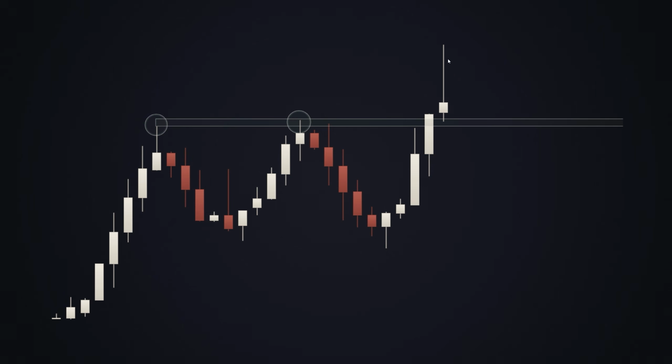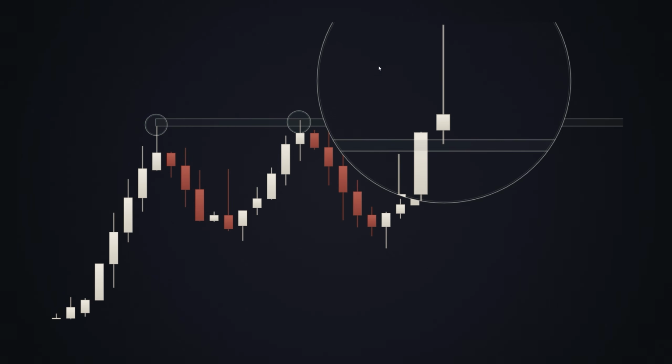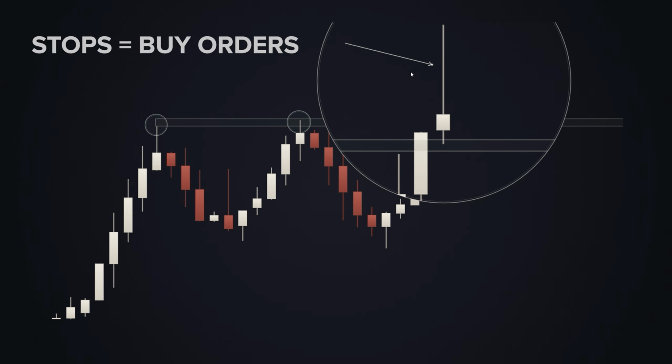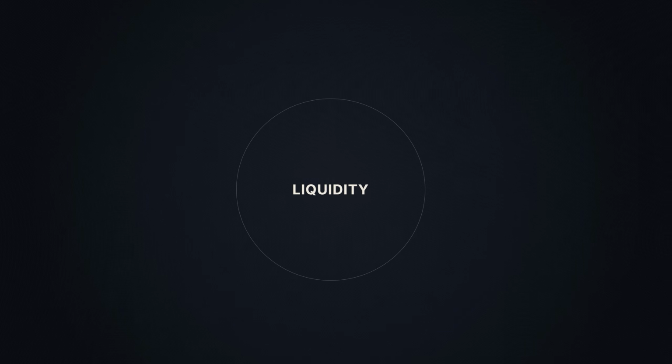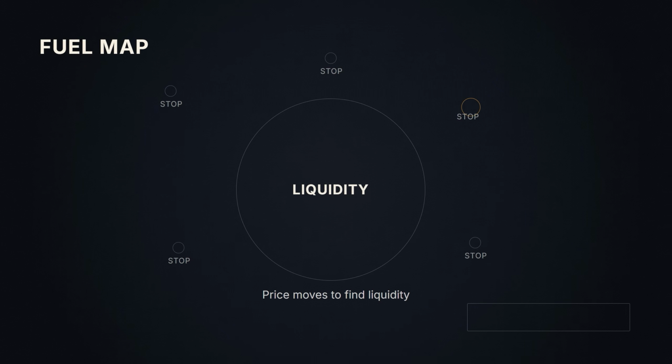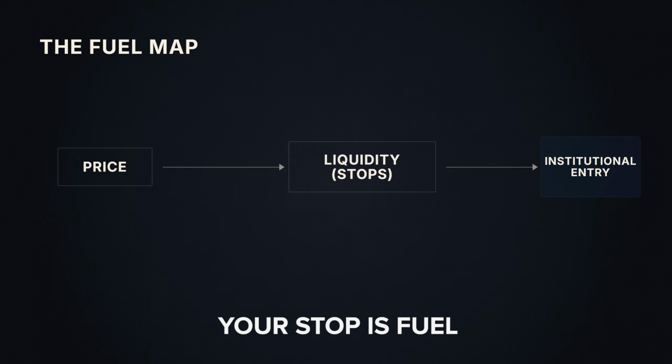Every retail trader who sells at resistance puts their stop loss right above those highs. Those stop losses are buy orders. If a bank wants to sell a massive position, they need people to buy from them. This is the fuel map. Price does not move because of patterns. Price moves to find liquidity. It moves to hit your stop because your stop is the fuel for their entry.